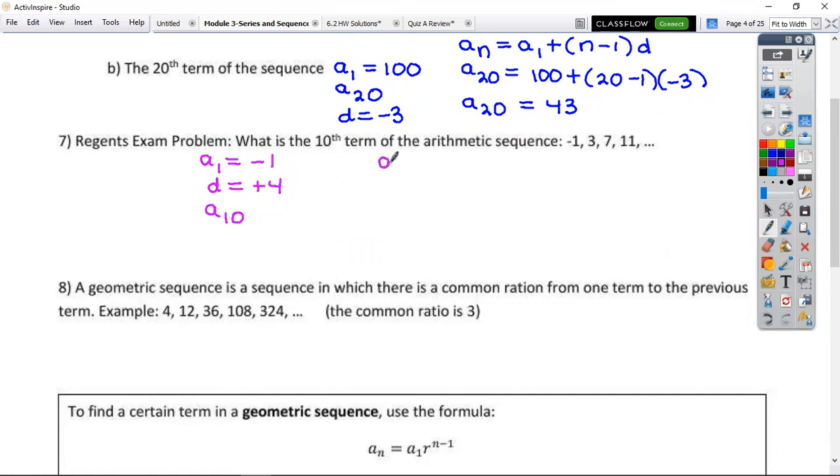So I go a sub n is equal to a sub 1 plus n minus 1 times d. So the 10th term of the sequence is equal to -1 plus 10 minus 1 times 4. This is your formula anytime you have an arithmetic sequence. So this is 9 times 4. Answer should be 35.